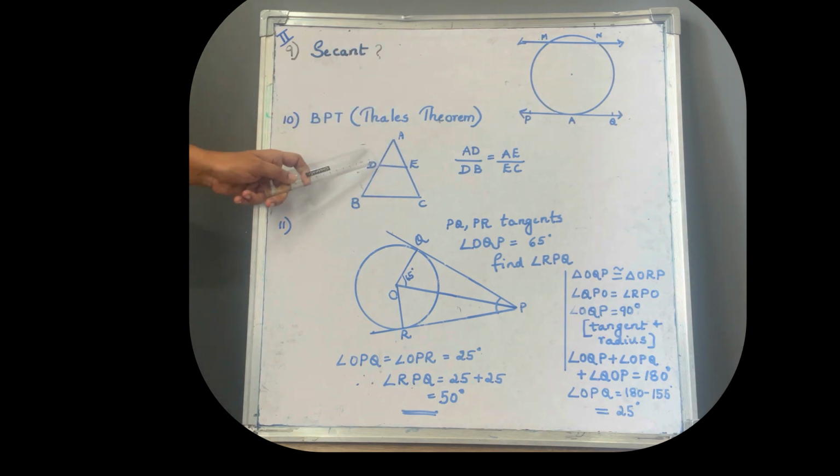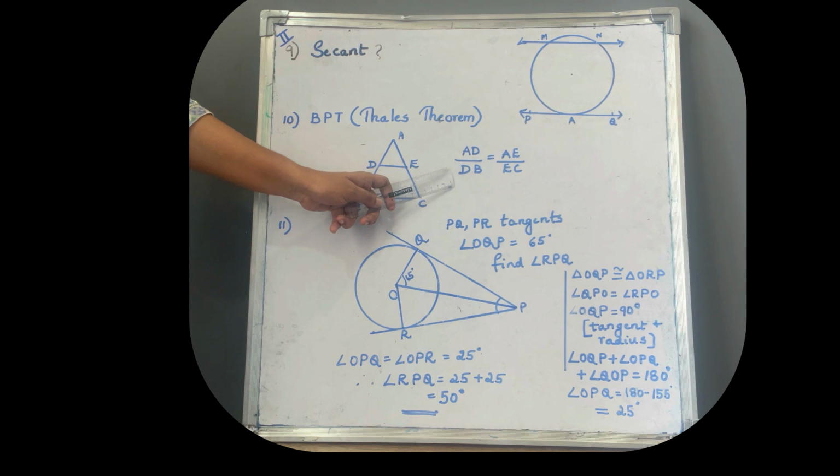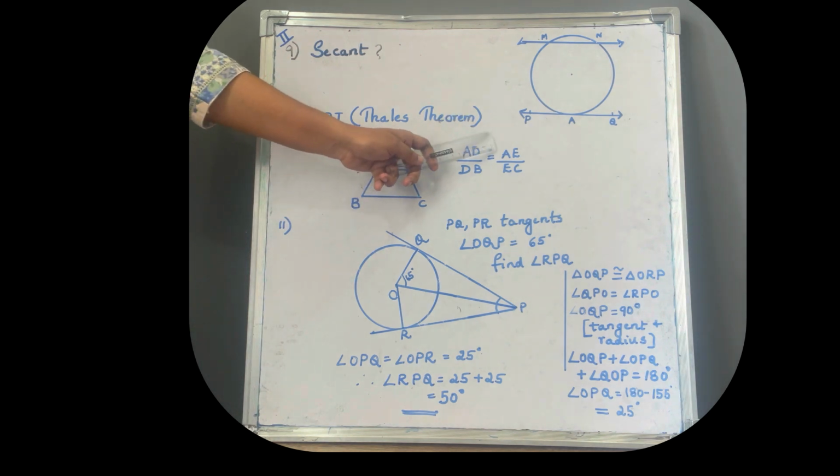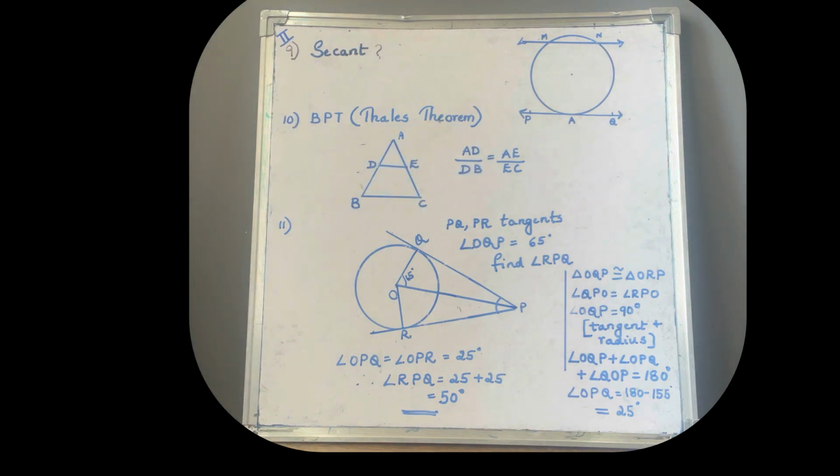DE is parallel to BC, which is one of the sides of a triangle. Then DE divides the other two sides AB and AC in the same ratio. This is basic proportionality theorem. That means AD by DB, or AD is to DB, will be equal to AE is to EC.